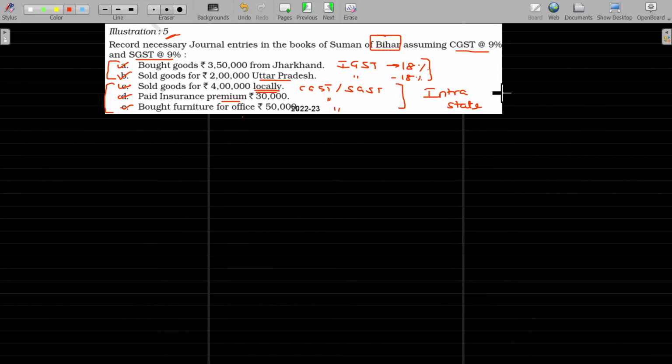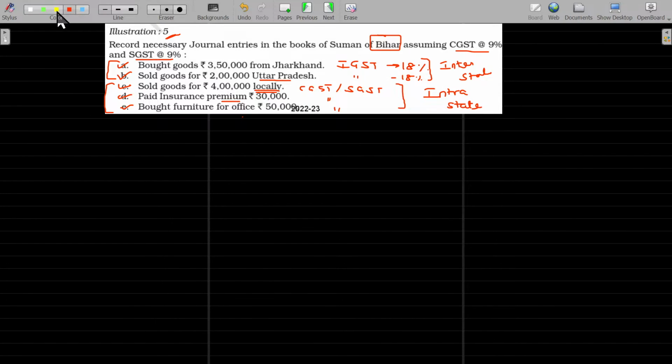Interdepartmental competition means the competition between department 1 and department 2. Inter-college, one college to another college. Intra-college competition, within the same college. Similarly, intra-state means the sales happen within the same state. The first two will be interstate, one state to another one. Interstate sale. Is that okay?